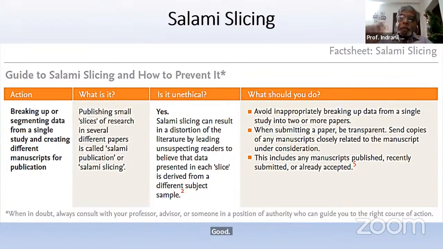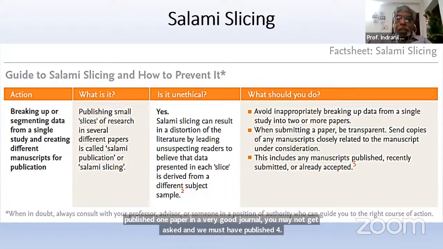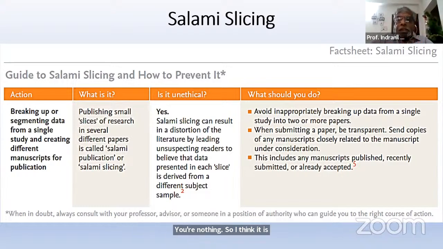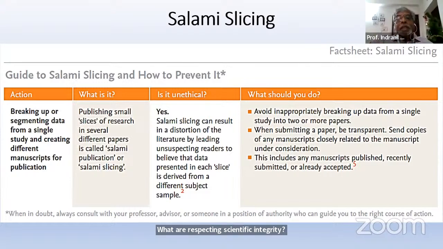Because sometimes when you are looking for a promotion, they will give you marks based on the number of papers you have published. If you have published 1 paper in a very good journal, you may not get as many marks as if you have published 4 in not so good journals. So I think it is imperative that along with introduction and pushing for research ethics, proper measures should be put in place to ensure that people who are doing ethical research, who are respecting intellectual honesty and scientific integrity, there should be ways and means of rewarding them in both the long and the short term.